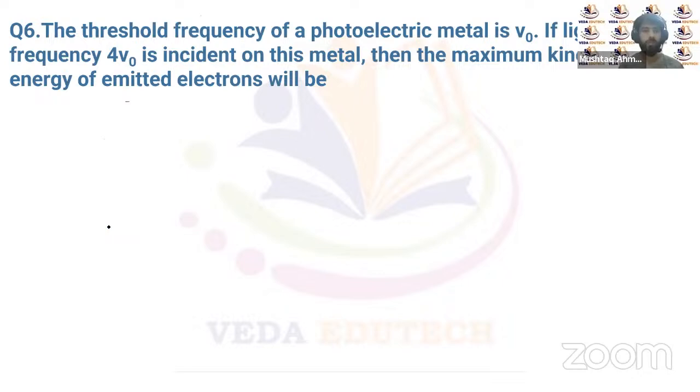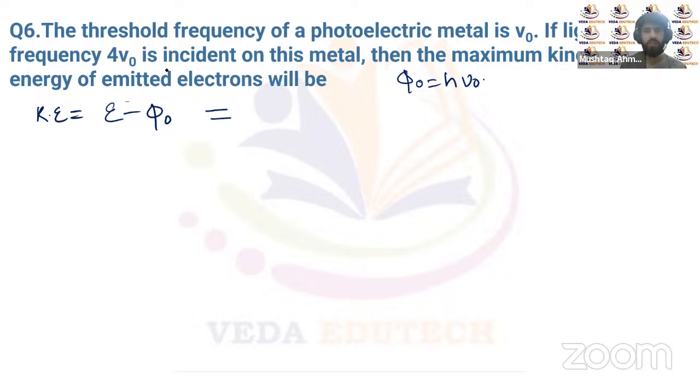Let's move on to question number 6. The threshold frequency of a photoelectric metal is given as nu naught. If light of frequency 4 nu naught is incident on this metal, then the maximum kinetic energy of the emitted electron will be? The maximum kinetic energy is the incident energy E minus phi naught, where phi naught is the work function. The work function is h multiplied by the threshold frequency, where h is Planck's constant.